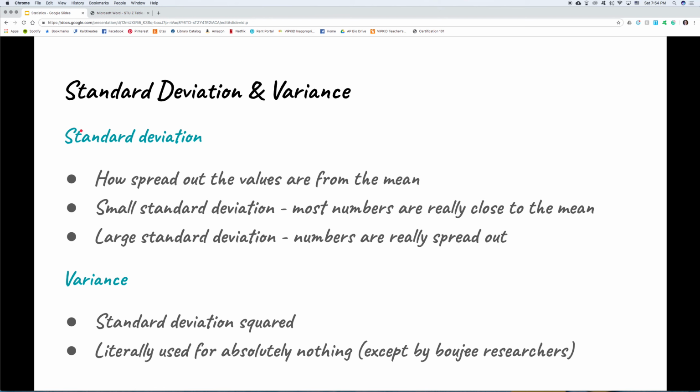Variance is just the standard deviation squared. Based on my research and reading, from what I can figure out, this is used for absolutely nothing. It is not useful at all for anything except by bougie researchers in a lab somewhere who care about this for some reason. So just know it's standard deviation squared and then forget about it.